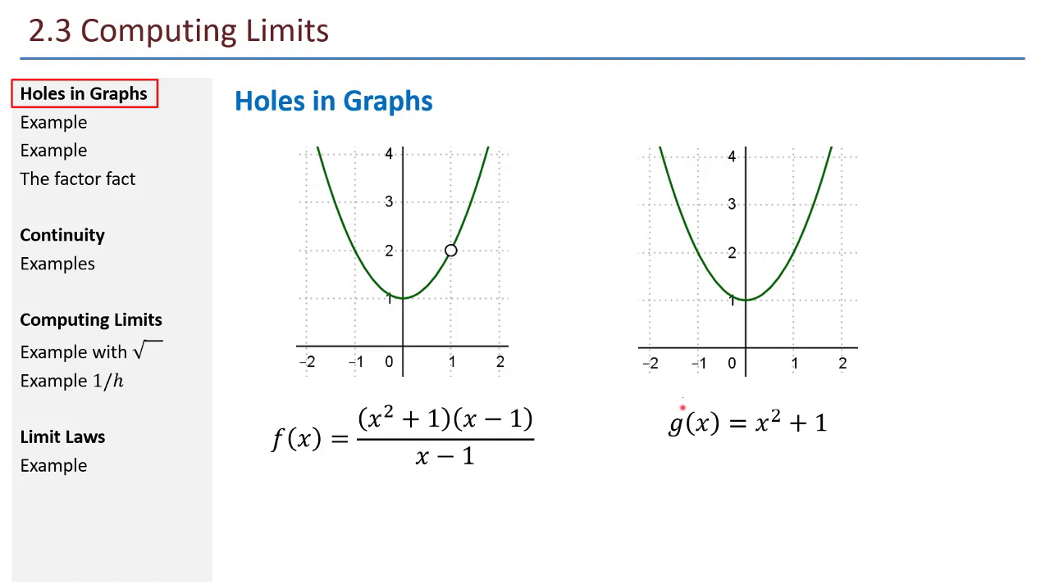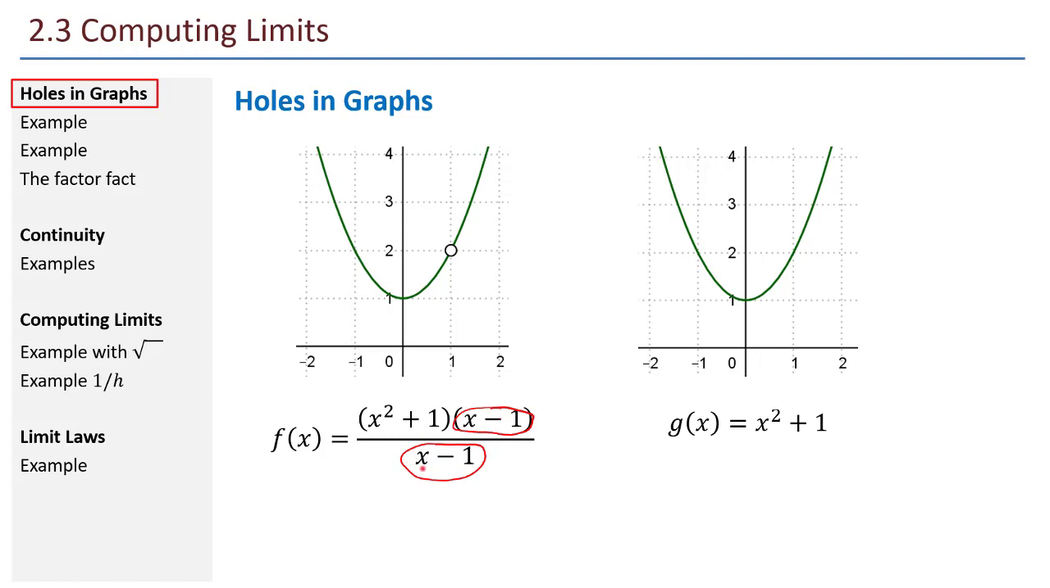Holes in graphs. Sometimes it happens that there is a graph that has just one point missing from it. On the right, this is the graph of the function g of x equals x squared plus 1. It looks like a parabola shifted up 1 unit. Nice, standard, completely filled in line. On the left, it's x squared plus 1, but I multiply times a factor of x minus 1, and I divide by a factor of x minus 1. Look at the effect of that.